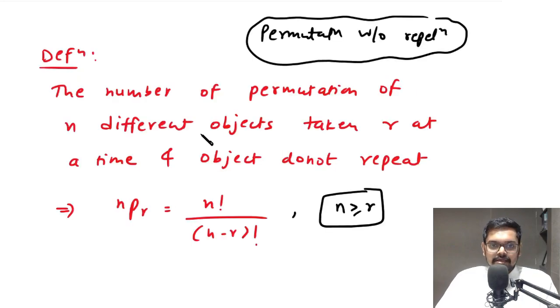The official definition: the number of permutations, which is nothing but arrangements. So the number of arrangements of n different objects taken r at a time, where objects do not repeat, the number of ways comes out to be nPr = n factorial by n minus r factorial. Remember, this P is what? Permutation representation, right? N and r are what? N is n different objects, r is taken r at a time. And if you have confusion about who is n, who is r, no issue at all. N should be greater than or equal to r. N cannot be less than r.